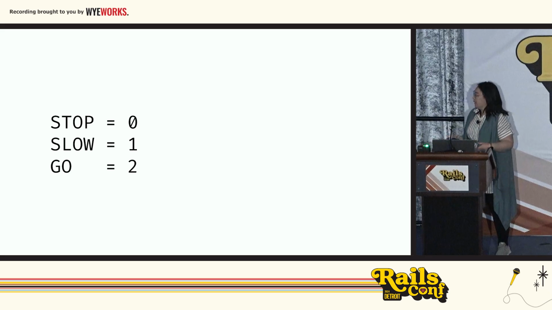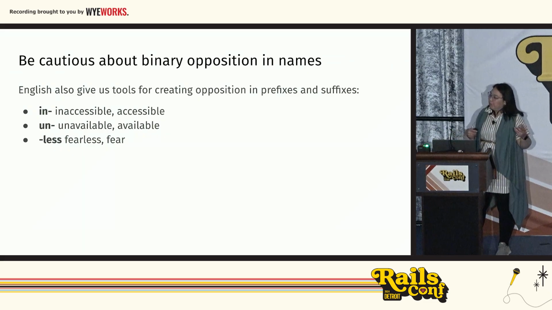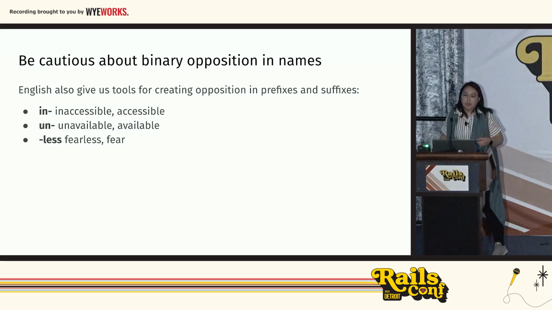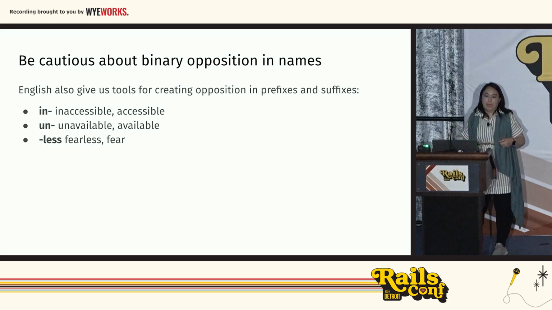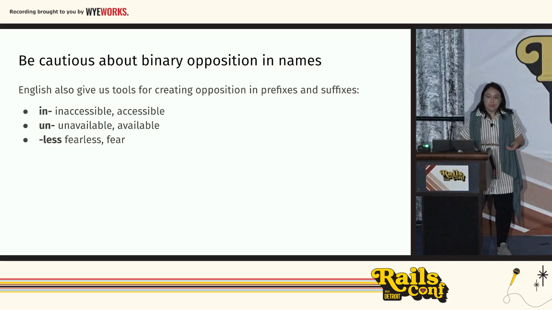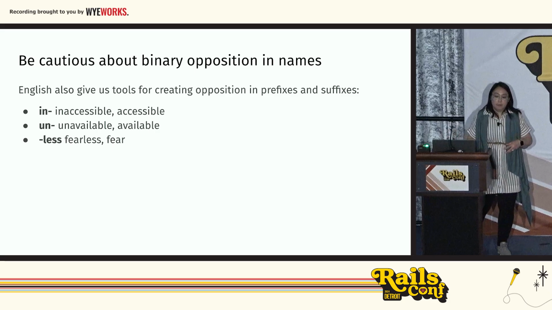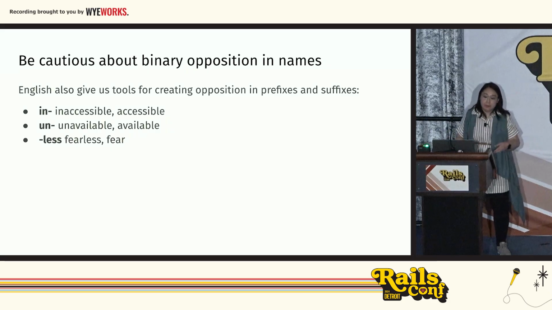And we can easily do this. It may change how it functions in the code. And it's more flexible when you do this with values than with names, right? You want to be cautious with how you think about binary oppositions, because English gives us tools for creating a similar type of opposition in prefixes and suffixes: inaccessible, accessible, unavailable, available, fearless, and fear.